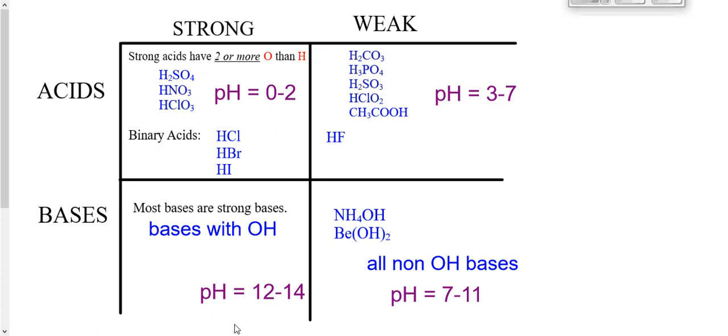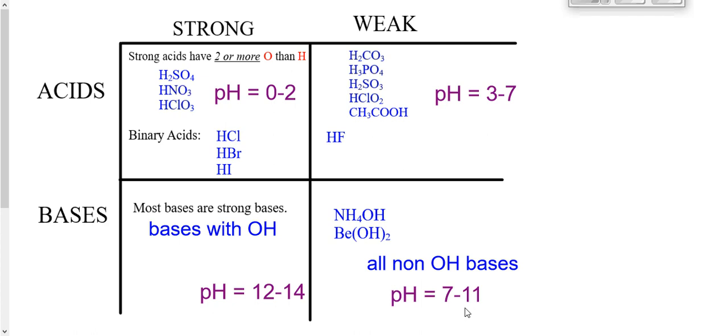Our big pHs, our highest of the pHs, belong to bases. So our highest 3 pHs, 12, 13, and 14, represent then strong bases. pHs from 7 of neutral up to pH 11 then would be a weak base.